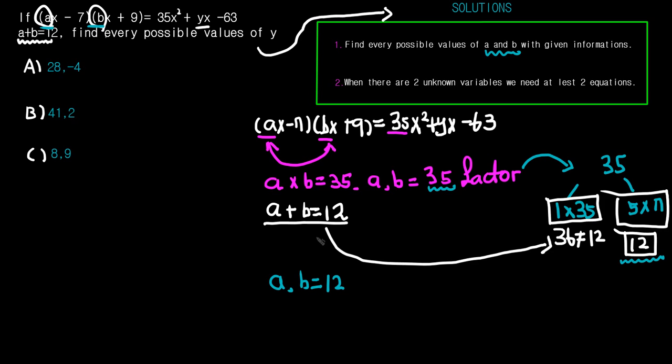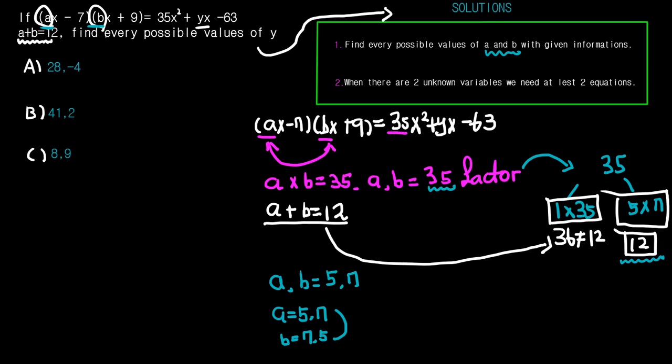So a and b should be equal to 5 and 7. But we cannot say that a is exactly 5 or b is exactly 7 because they didn't mention it. So that means there are two possibilities: a should be equal to 5 or 7, and b should be equal to 7 or 5.